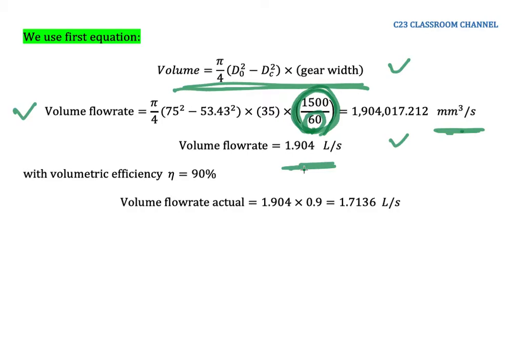So we will get the volume flow rate here equal to 1.904 liters per second. If the volumetric efficiency is 90%, that means there are some losses, and the gear pump cannot transfer 100% of the theoretical volume. It can only transfer 90% of the theoretical volume. So we multiply the volume flow rate with 0.9, and we get the actual volume flow rate as 1.7136 liters per second.